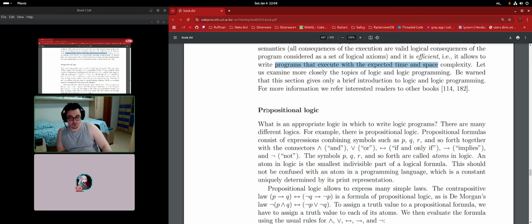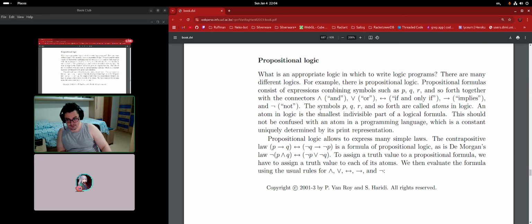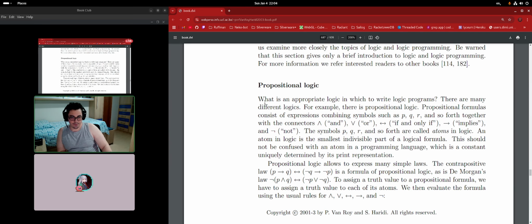Then we have propositional logic, pretty much a foundation for the logic system you're going to use. Because that's the question: what is an appropriate logic in which to write logic programs? There are many different logics. So the foundation is going to be propositional logic.